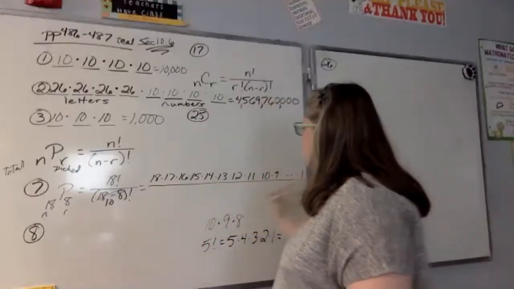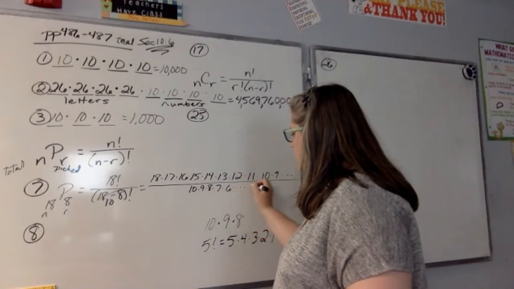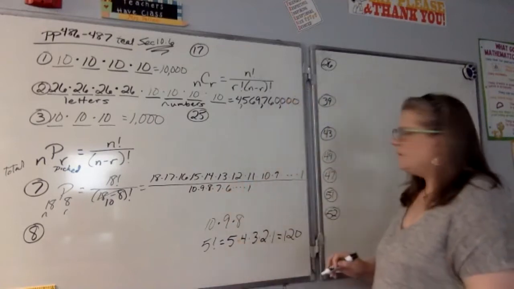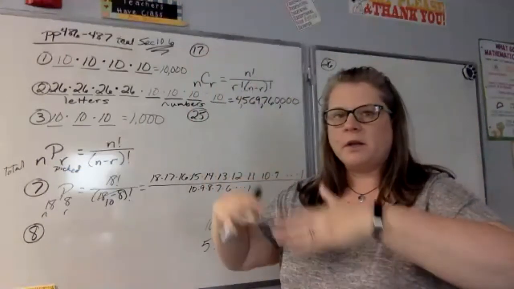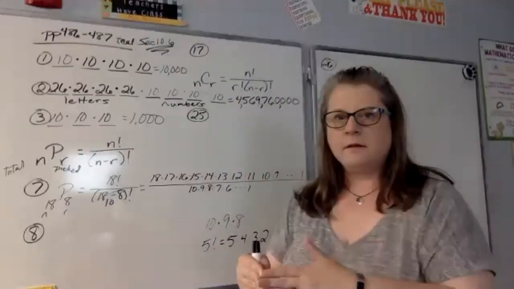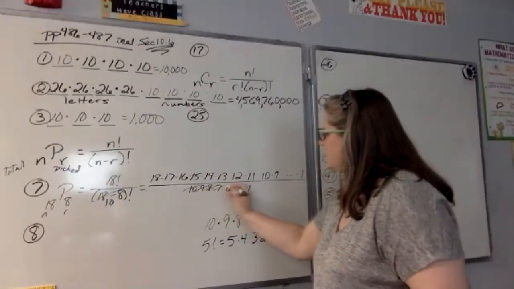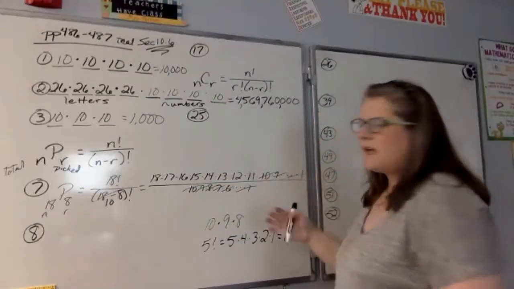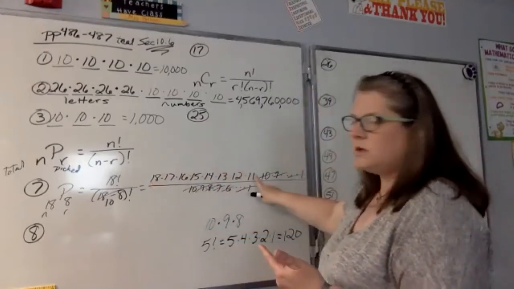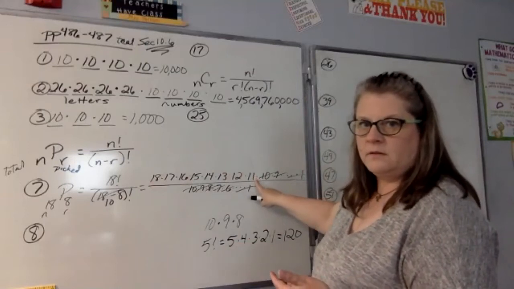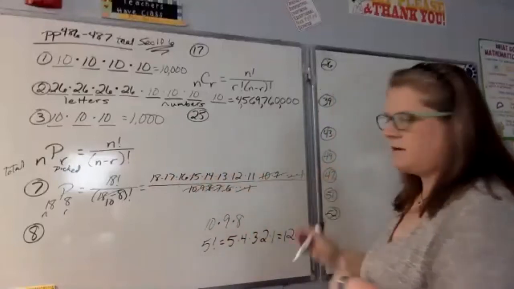So on the bottom, I would just have 10 times 9 times 8 times 7 times 6 and so on, times 1. Okay? So remember, anytime you have something on the top and the same thing on the bottom, they're going to do what to each other? Cancel out. So all of these from 10 down would cancel out. So what you're actually left with is just from the 18 down to 11. So you'd have 18 times 17 times 16 times 15 times 14 times 13 times 12 times 11.